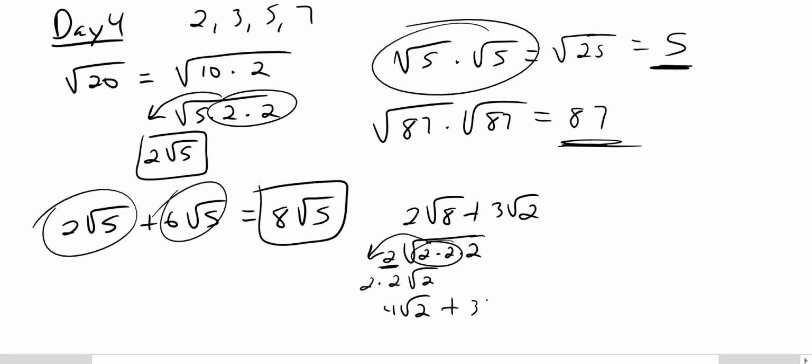Now I have 4 square root of 2 plus 3 square root of 2, and I can add those together. Remember, guys, if you have 4 square root of 2s and I give you 3 more square root of 2s, how many square root of 2s do you have? Well, I've got 7 square root of 2s, and that's your answer.